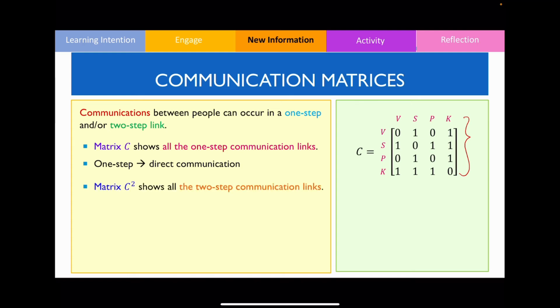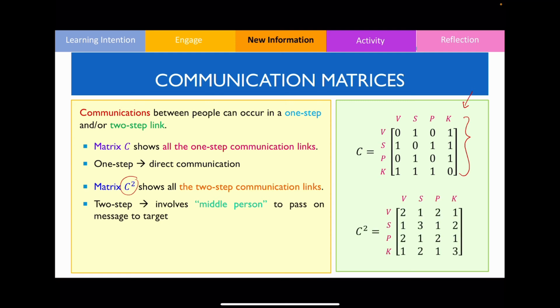In order to find out what your two-step communication matrix is, all we simply need to do is square it. That's what C squared means. If I was to square this matrix using my CAS calculator, this is what I'm going to be getting. And a two-step communication is essentially where you've got a middle person to pass on a message to the target individual. Let me briefly show you how we can actually interpret the values represented in a two-step communication matrix.